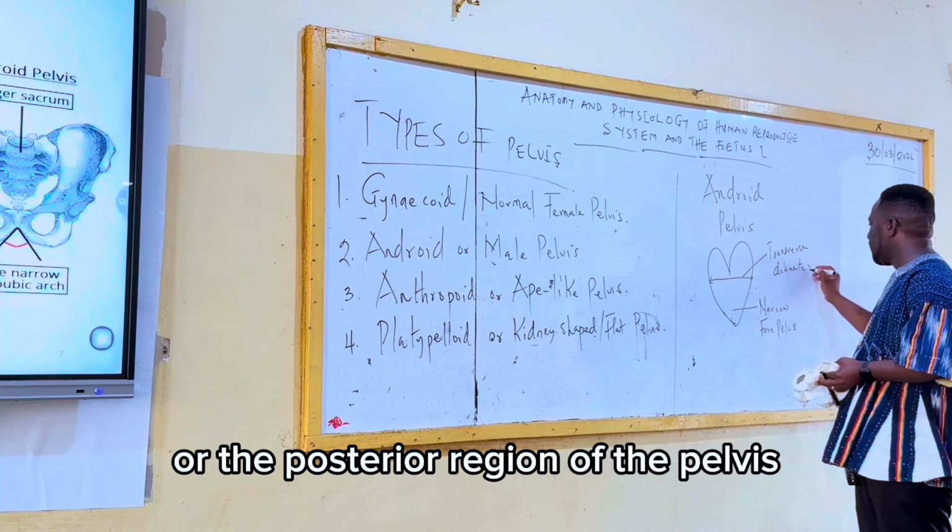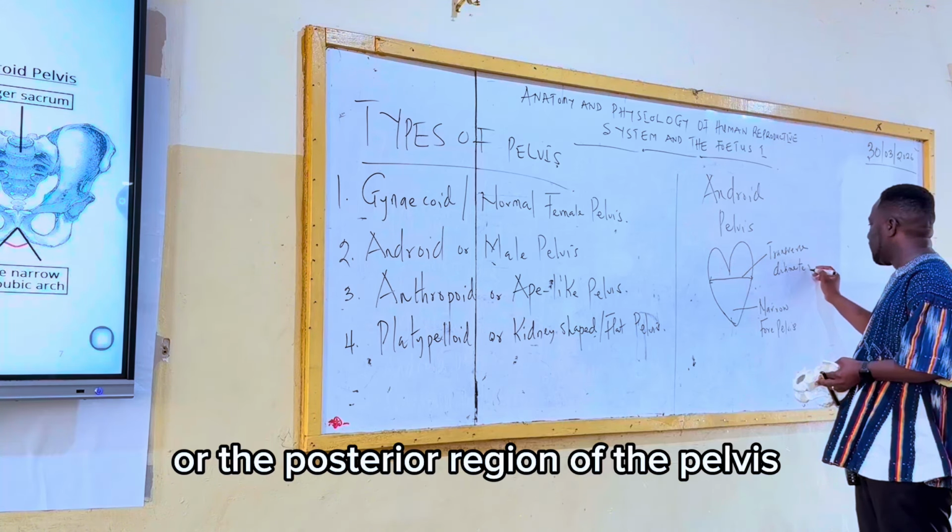And then this also means that there's more space at what? At the posterior region or at the back of the pelvis. Bones in android pelvis are heavier because we said that android pelvis is found in what? Heavily built women. So bones in android pelvis are heavier. Again, the whole of the sacrum is almost straight.